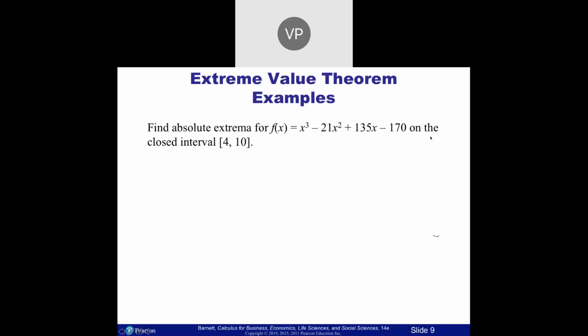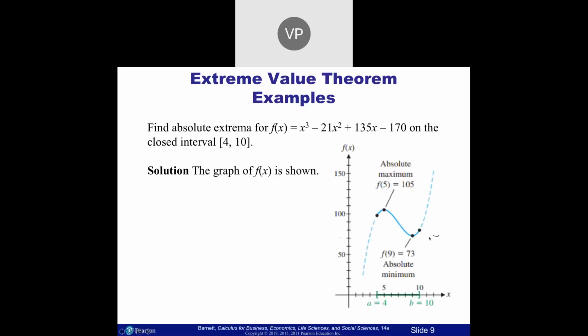Okay, same thing on this picture. Now we're going from 4 to 10, same graph, but look at where it is. We're only taking the points between 4 and 10, so it's the same process. I have a local maximum right here at x equals 5. It has a y value of 105.